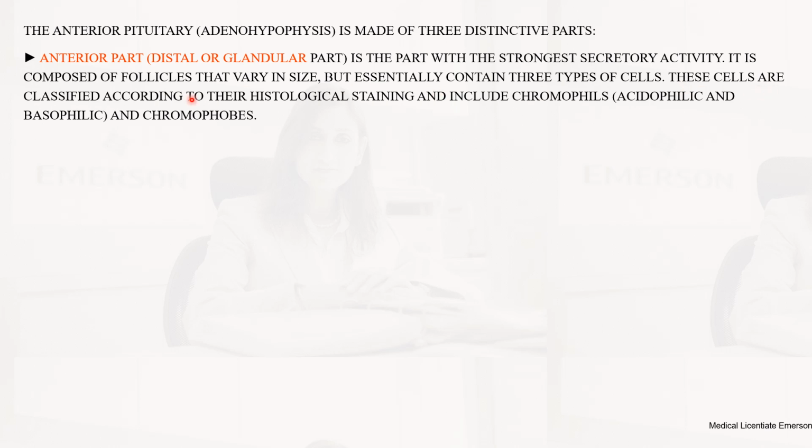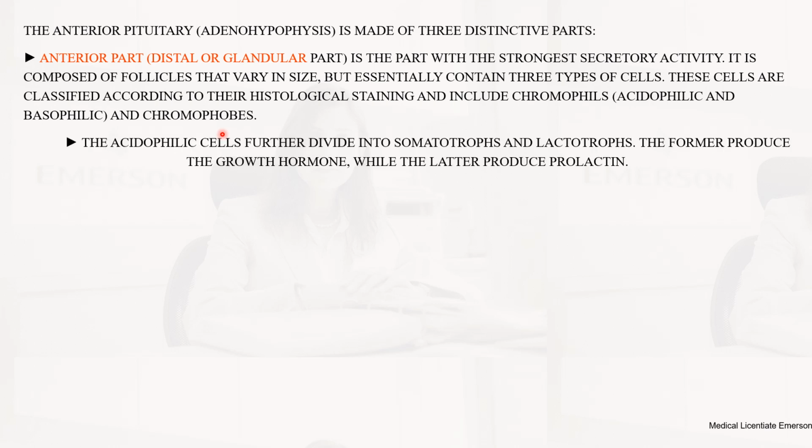Then these cells are classified according to their histological staining and include chromophores. So chromophores, we have acidophilic and basophilic, and we also have chromophobes. Then the acidophilic cells further divide into somatotrophs and lactotrophs. So the former produce the growth hormones, while the latter produce prolactin. Okay, so that's what we are talking about here.